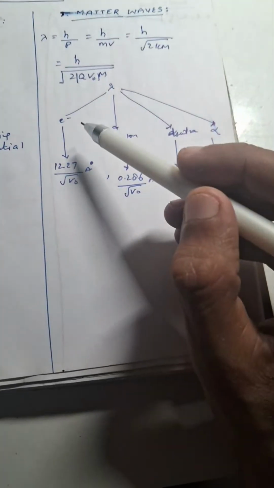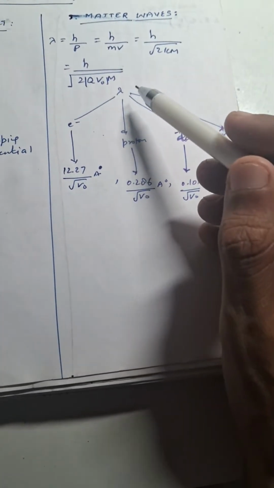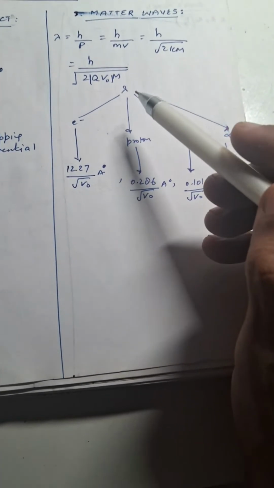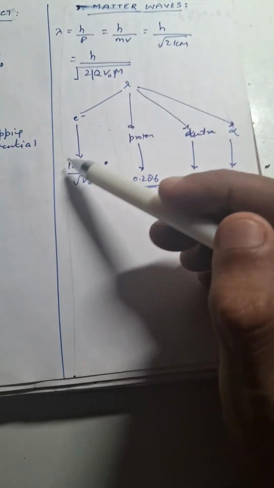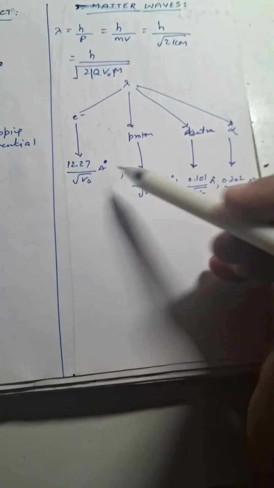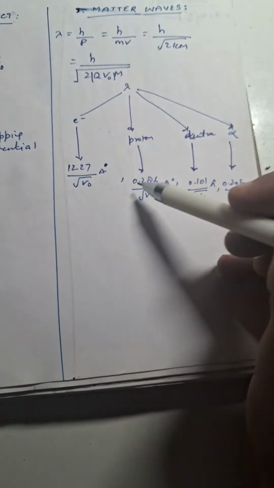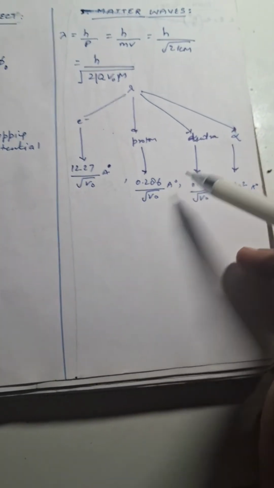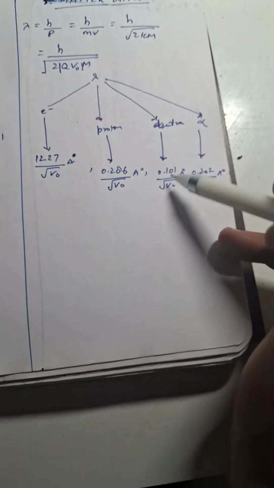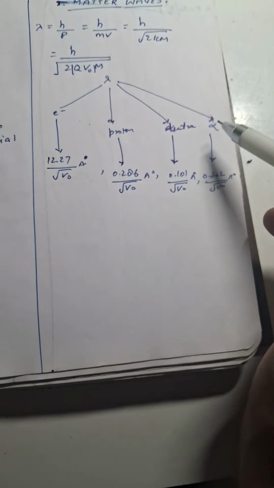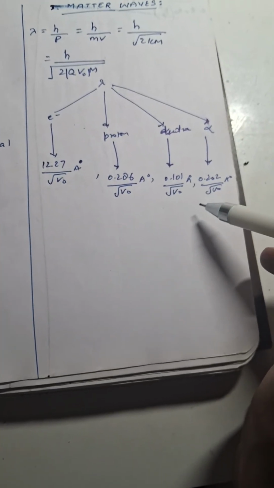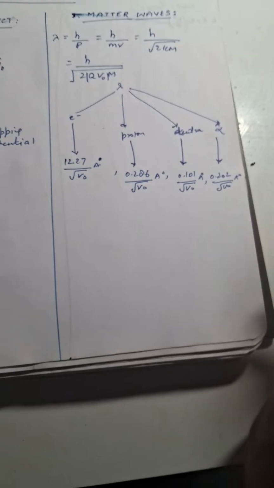And there are certain standard cases for calculation of de Broglie wavelength of a charged particle which is accelerated through a certain potential difference. So for an electron it comes out to be 12.27 by root V naught angstrom. For a proton it is 0.286 by root V naught. For deuterium it is 0.101 by root V naught. And for an alpha particle it is 0.202 by root V naught.